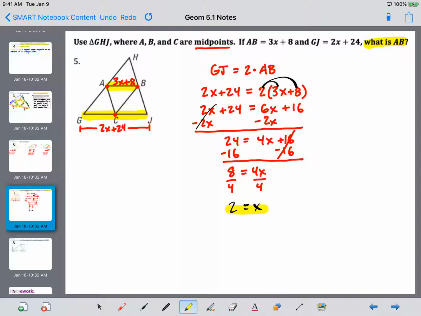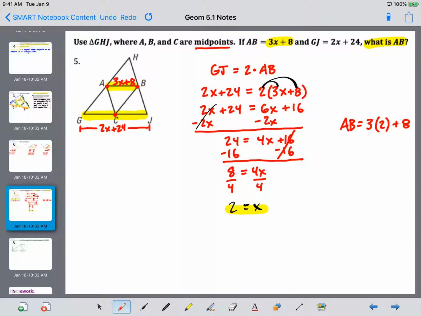So we need to take x and plug it in for this expression. All right, so that's our last step. AB is equal to 3x, which we now know is 2, so 3 times 2.